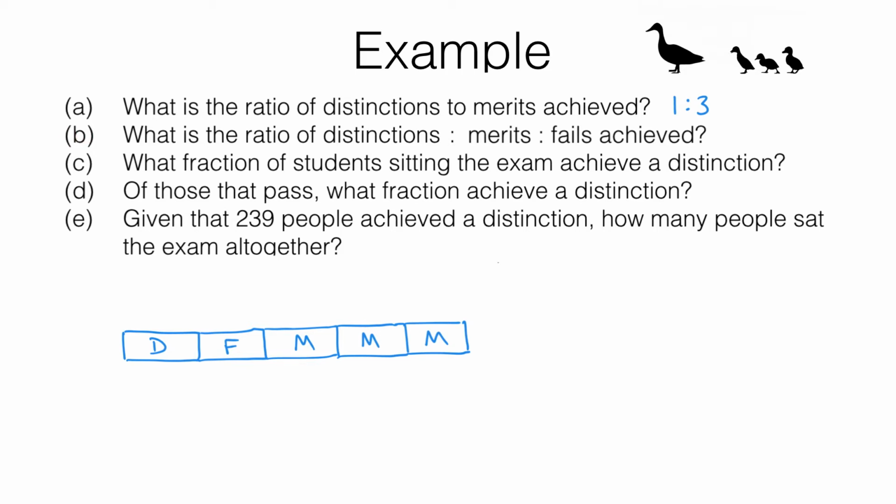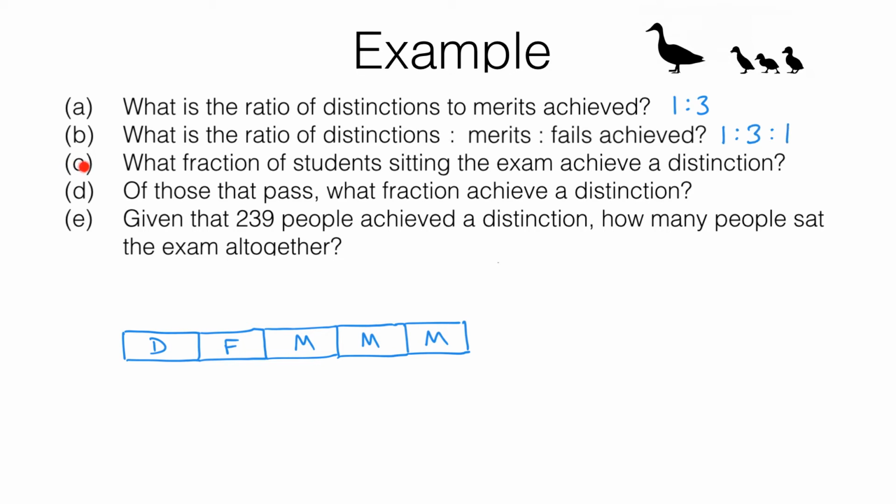Let's have a look at B. What is the ratio of distinctions to merits to fails achieved? Again, we can use the diagram. Now we need to be careful because the order I've drawn the diagram in doesn't match the question. We need distinctions, then merits, then fails. Well, for every 1 box of distinctions, I've got 3 boxes of merits and 1 box of fails. So that's 1 to 3 to 1.